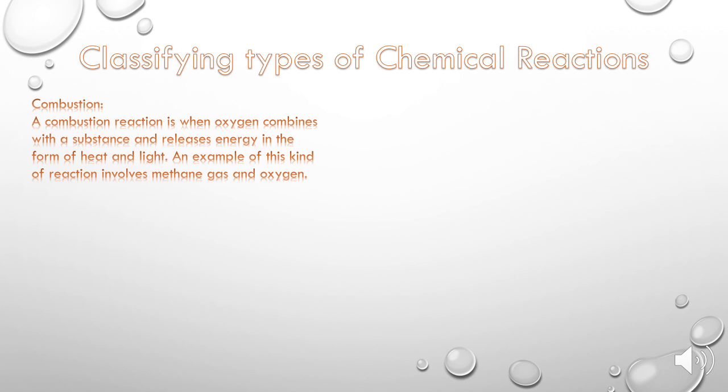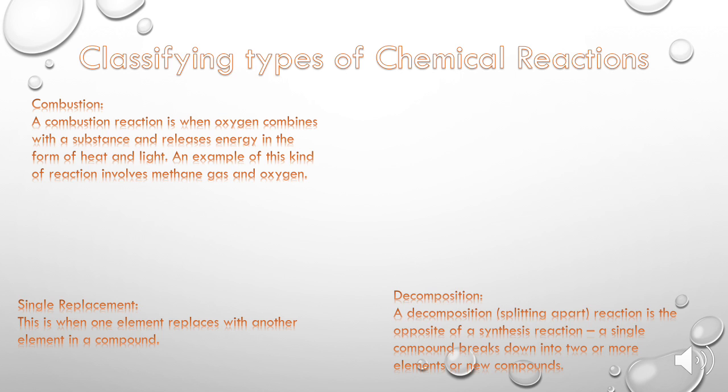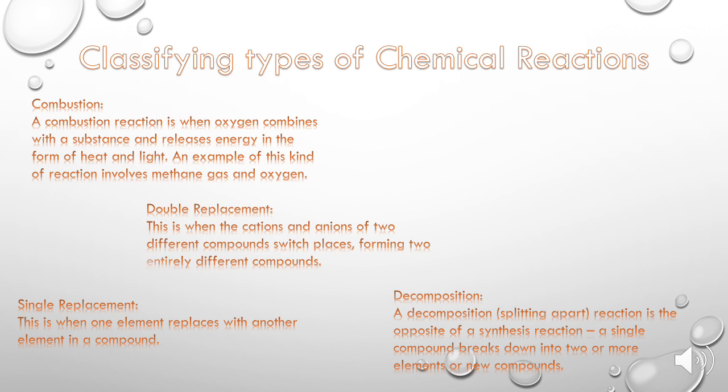First, we have combustion. A combustion reaction is when oxygen combines with the substance and releases energy in the form of heat and light. An example of this kind of reaction involves methane gas and oxygen. Next is single replacement. This is when one element replaces another element in a compound. Then we have decomposition. A decomposition, aka splitting apart reaction, is the opposite of a synthesis reaction. A single compound breaks down into 2 or more elements or new compounds.